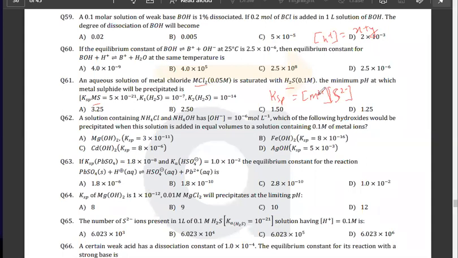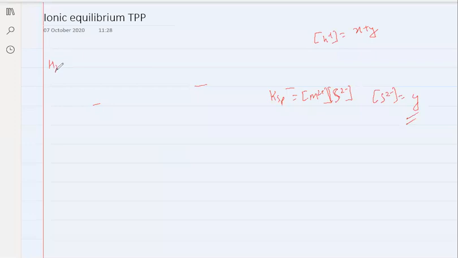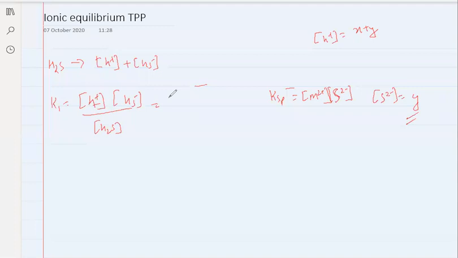Concentration of M2 plus is already given. Concentration of S2 minus you can calculate, which is basically this Y. Then using K1, K2, you can calculate this X. H2S gives concentration of H plus plus concentration of HS minus. So K1 is equal to concentration of H plus into concentration of HS minus by concentration of H2S, which is X plus Y into X divided by C, which is given. C minus something, but it is very negligible, so I'll just write C.